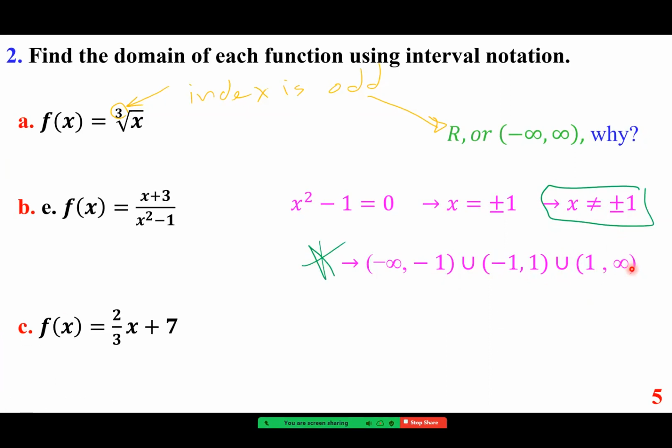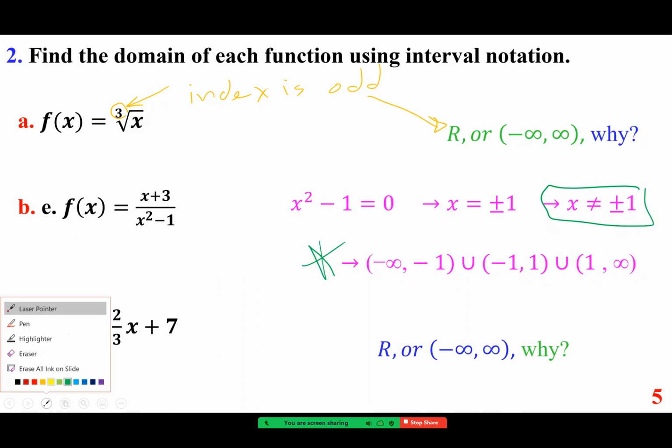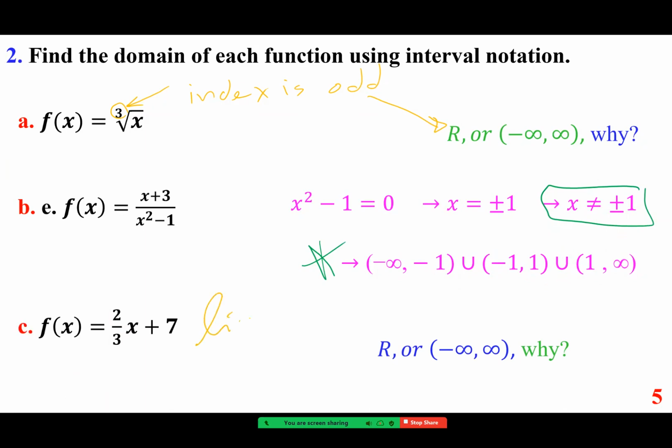This one, again, the answer is all real numbers because it's a polynomial of degree 1 or a linear function. So you can say linear function. Or as I mentioned, polynomial of degree 1.